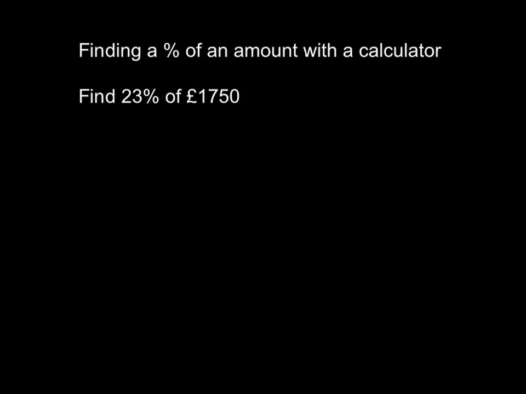So in this video I'm going to start off by showing you how to find a percentage of an amount using a calculator. So suppose we want to find 23% of £1,750. Well, what we need to know is the decimal equivalent of 23%, and then we simply multiply 1750 by that number. So we take 1750 and multiply it by the decimal equivalent, which is 0.23.